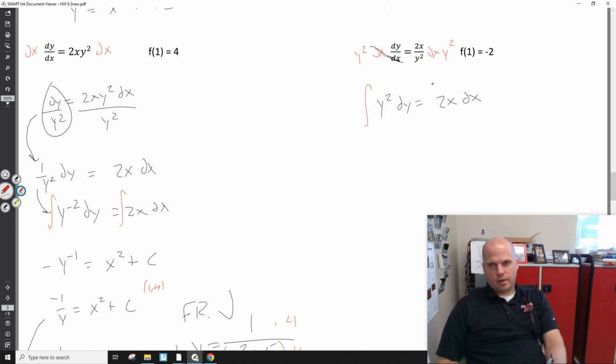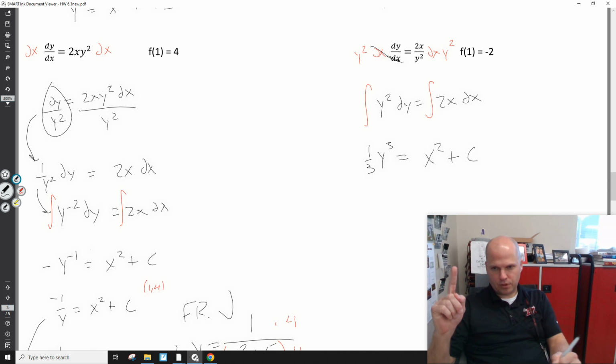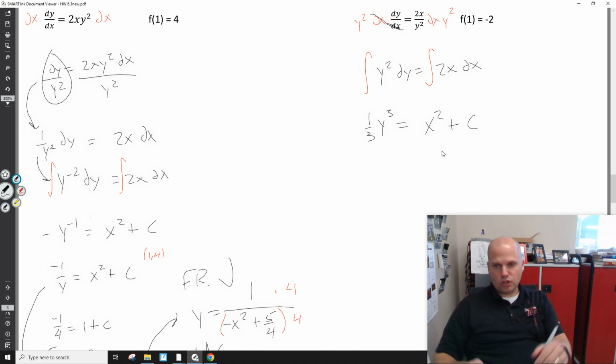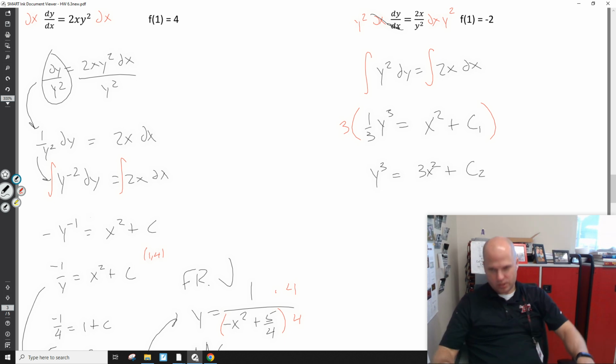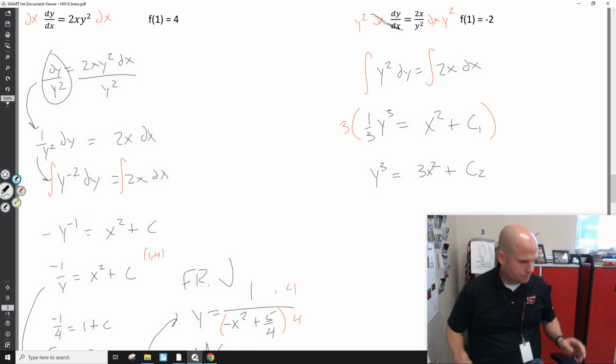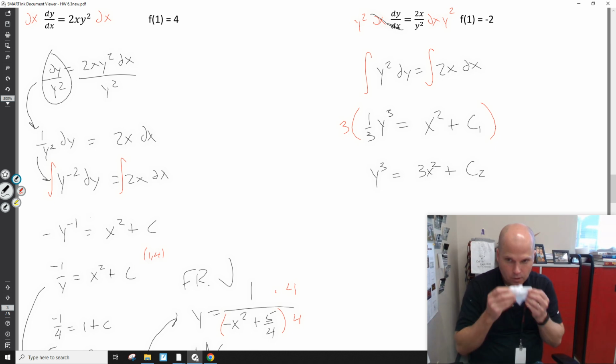Take the antiderivative. Antiderivative of y squared, y cubed times a third. Antiderivative of 2x, x squared. We need a plus c. This is a great instance of don't find c until it's easy to find. If I multiply everything by 3, this is 3x squared. This is 3c1, which I'll call a different c2. It's just a c. Okay.